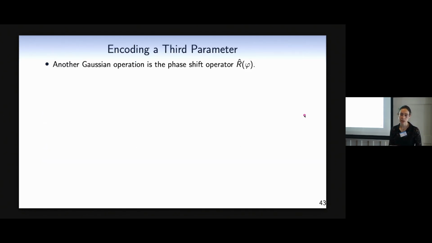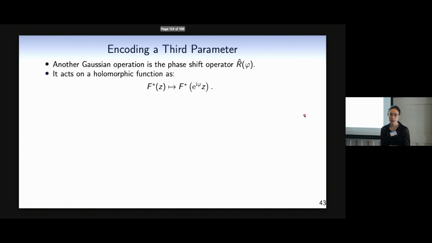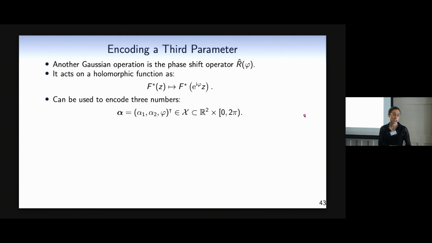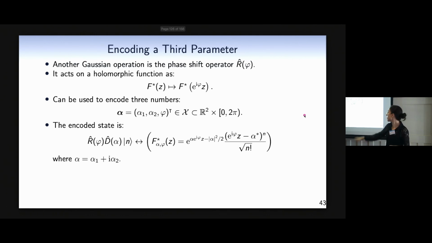So another example, if we want to encode another Gaussian operation, is this phase shift operation, and that's going to allow us to encode a third parameter in our data. The phase shift operation acts on your holomorphic function by just adding a phase. And it can actually be used to encode 3 numbers. These two, again, are real numbers, and this is phi. Script phi is just a compact variable. So your encoded state is going to look like this.